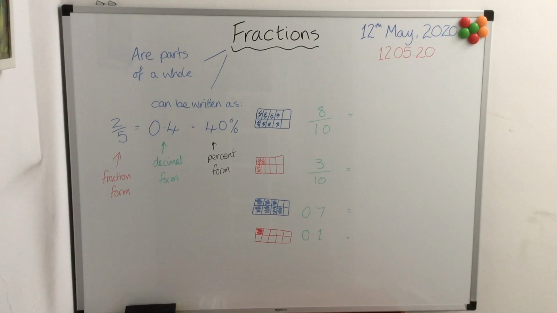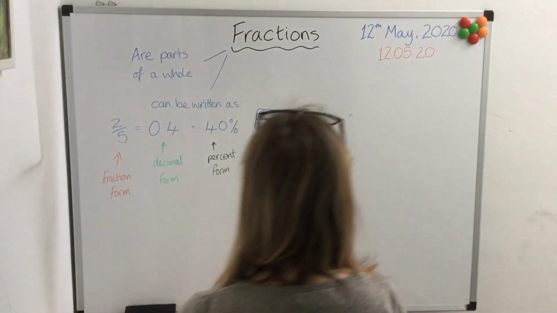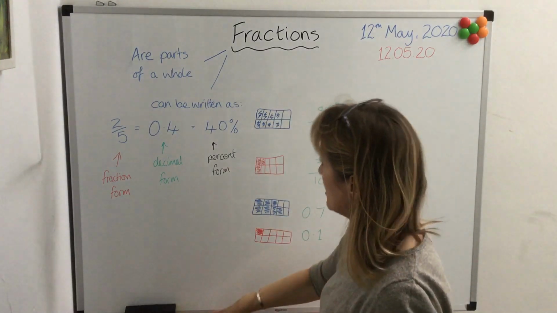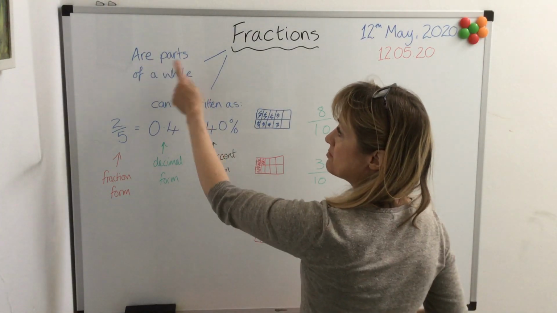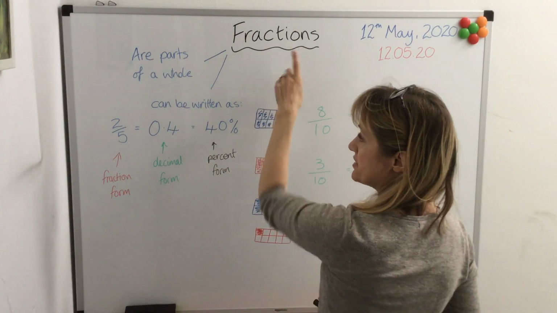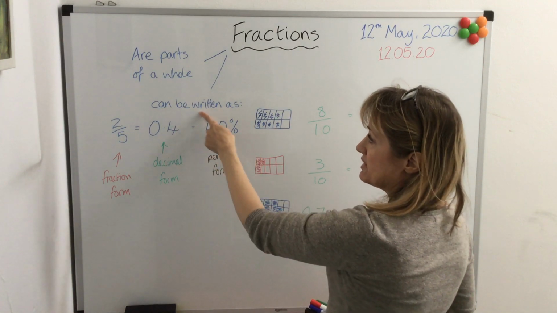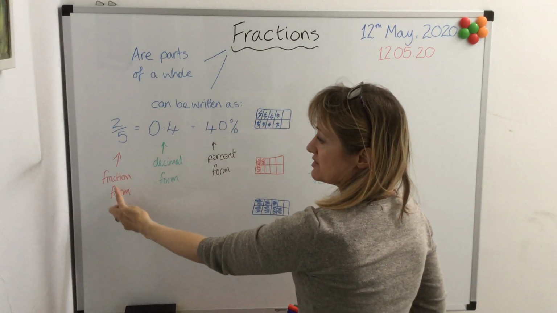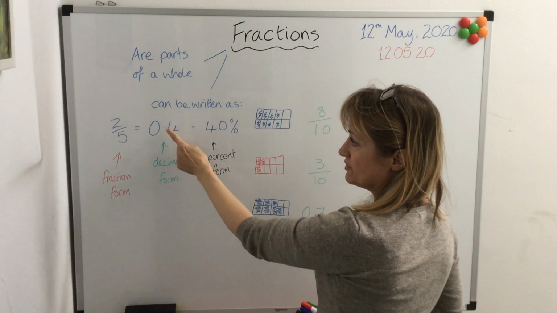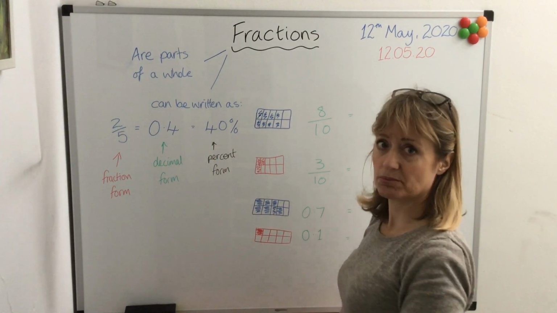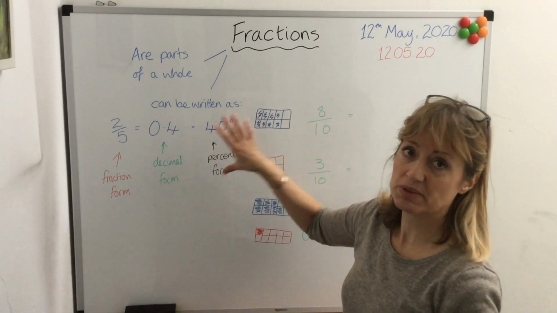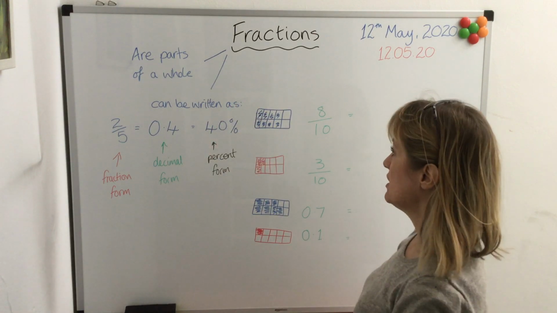Okay, boys and girls, what we've got here, fractions, we just had a Zoom lesson. Remember, fractions are parts of a whole, okay, they're parts, they're bits. They can be written in three different ways: as a fraction form, as a decimal form, or as a percent form. Okay, and we are going to look at this, but that will be the easiest step, don't worry about it.